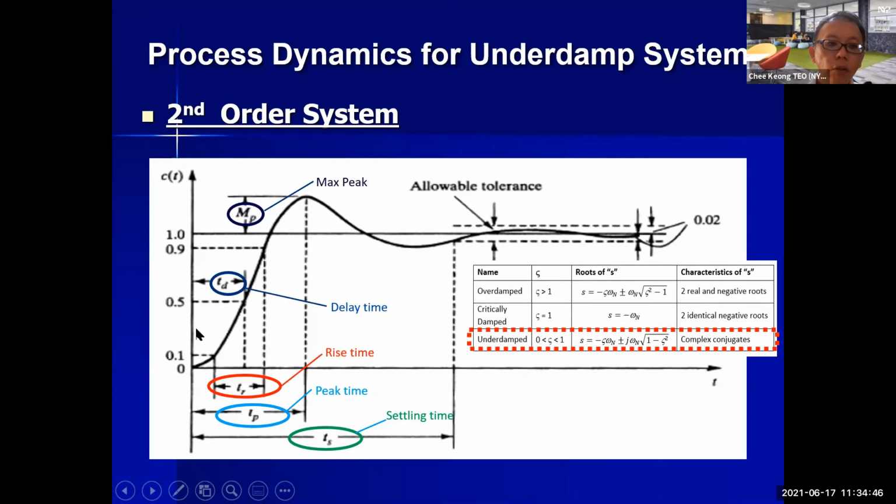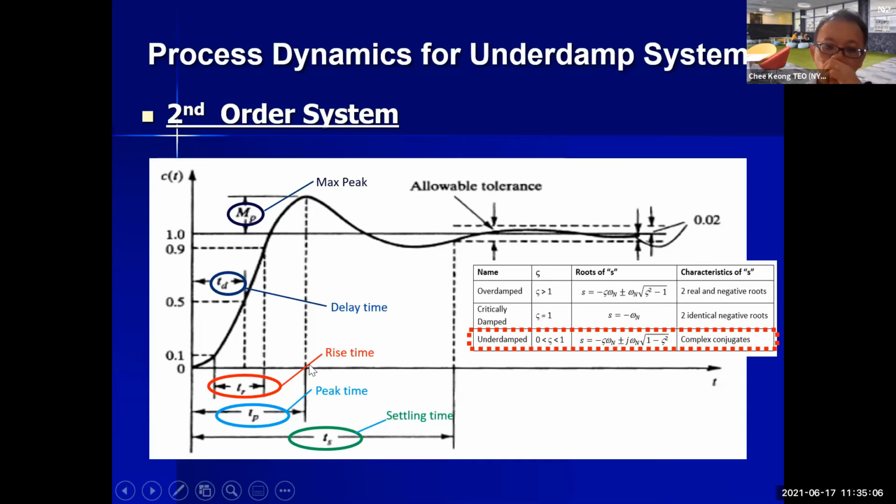Now, of course, there's also the delay time. Delay time is the time taken for the signal at the output to reach 50% of the final value. And then, of course, this is the maximum peak or the peak overshoot, which we are always concerned with, and it is a peak raised from the final value. That means from the final steady state value all the way up to the maximum.